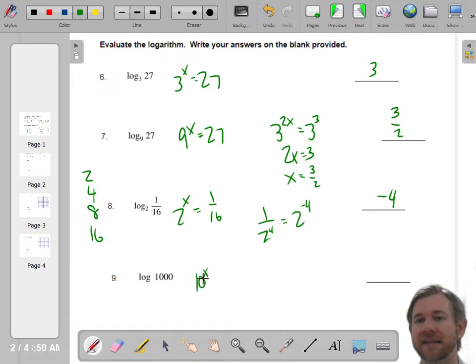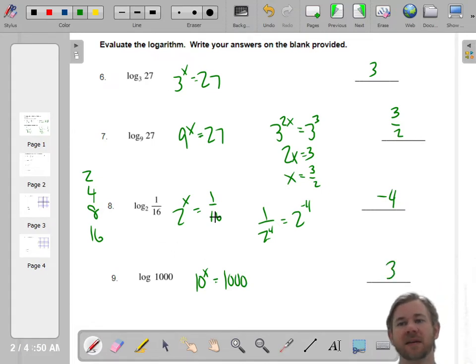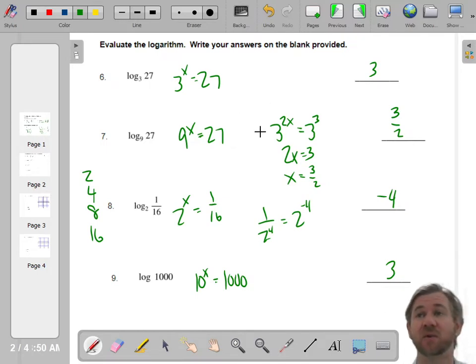And then again, this doesn't have a base, so the base is implied to be 10. And then you count the zeros, there are 3 of them. 10 to the 3rd is 1,000. You guys have a checkpoint over evaluating. You can do that check as many times as you want. It will give you different questions. So it's an easy way to get some extra practice if you want some extra practice.